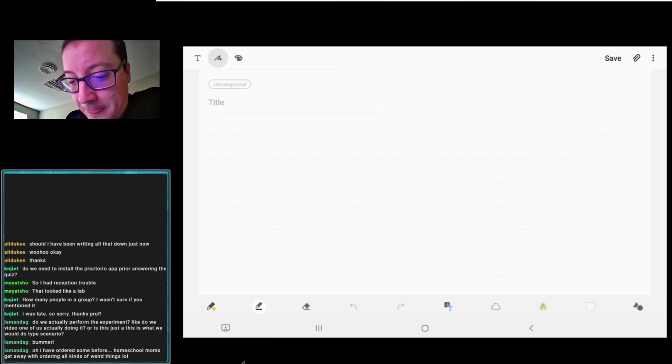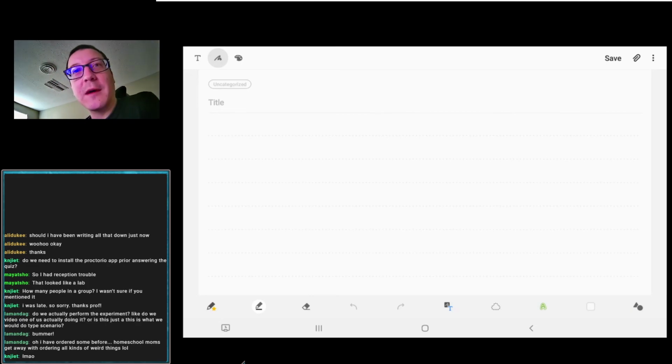So, back to states of matter, now that the tablet has figured out its stuff. Yes, this is exactly that would-be type scenario. You're going to write a procedure and design your experiment. What's interesting about this is that you have a lot of freedom. There's going to be a bunch of different ways you could approach the problem, and a lot of them will work. So it's completely up to you.